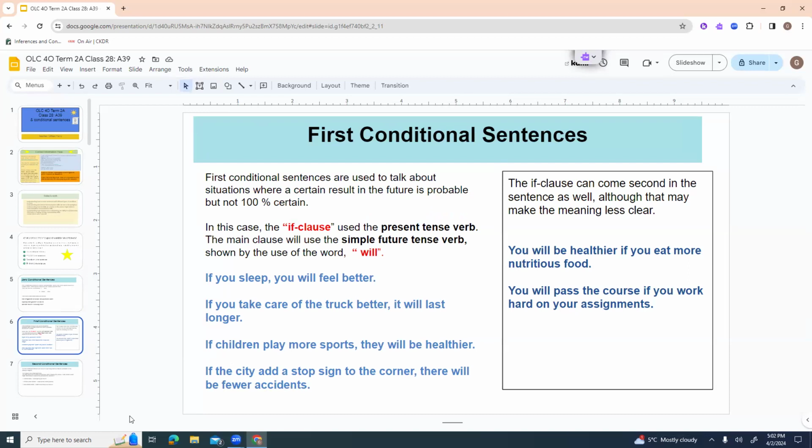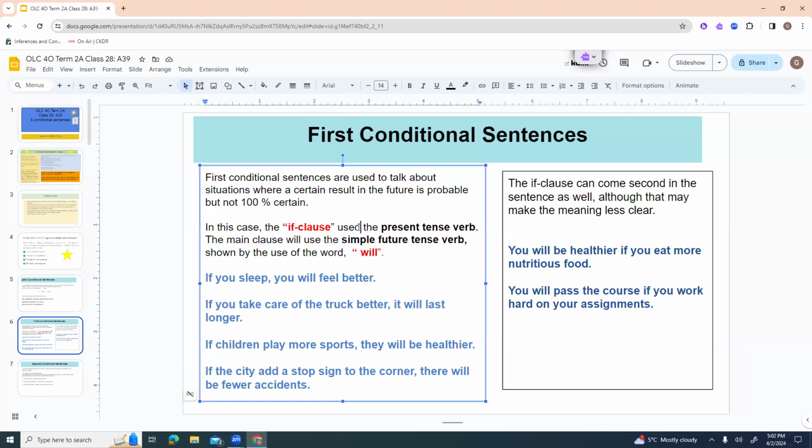First conditional sentences are used to talk about situations where a certain result in the future is probable, but not 100% certain. In this case, the if clause uses a present tense verb, and the main clause will use the simple future tense verb, shown by the word will. If you sleep, you will feel better. If you take care of the truck better, it will last longer. If children play more sports, they will be healthier. If the city added a stop sign to the corner, there will be fewer accidents.